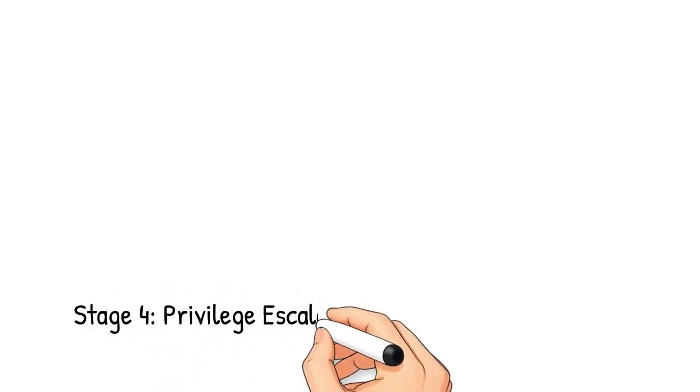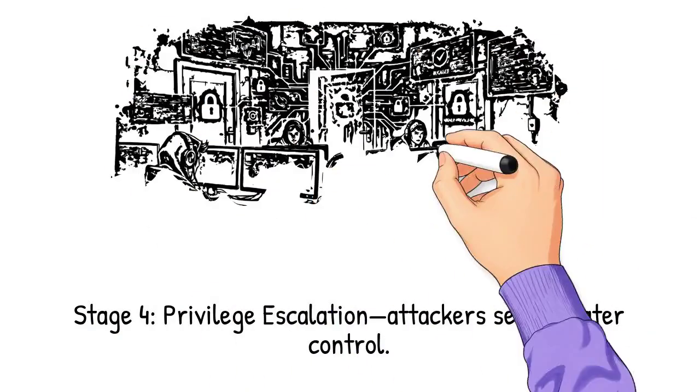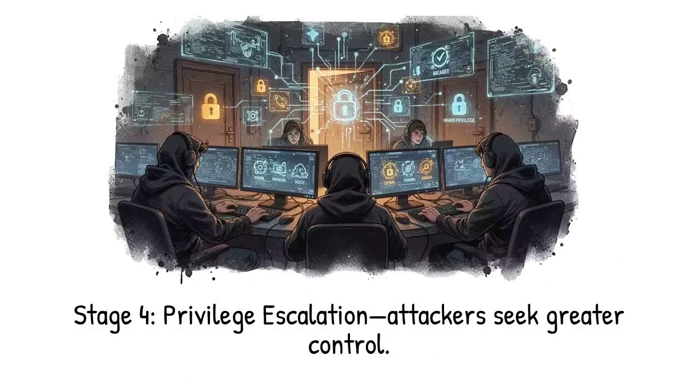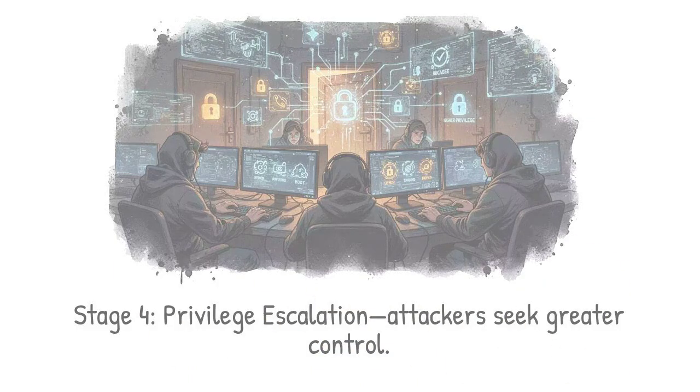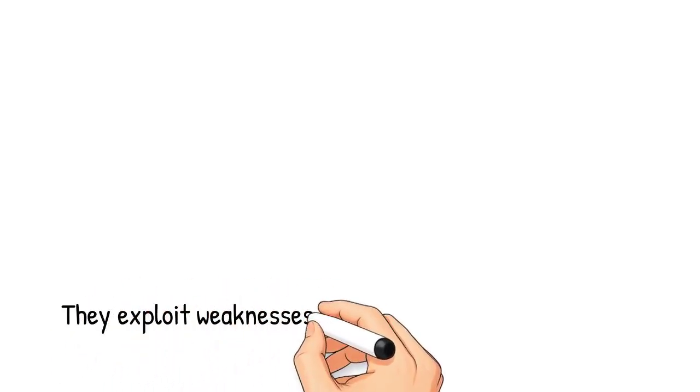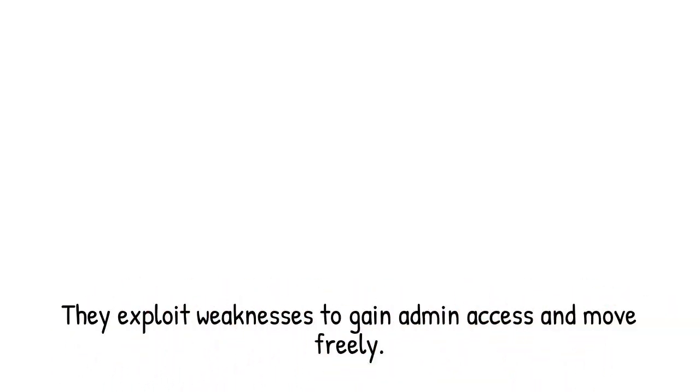Stage 4. Privilege escalation, gaining more power. Once inside, attackers rarely have full control. They may have access to a low privilege account or a limited part of the system, so they escalate privileges. They exploit misconfigurations, steal admin credentials, or abuse vulnerabilities to gain higher access.